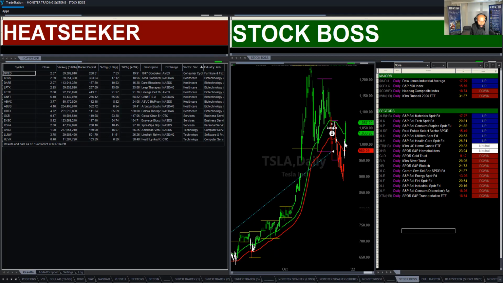When you guys see these big candles here, that's the big institutions coming in. That's a lot of buying. That's not retail traders, that's the big institutions, big money coming in.